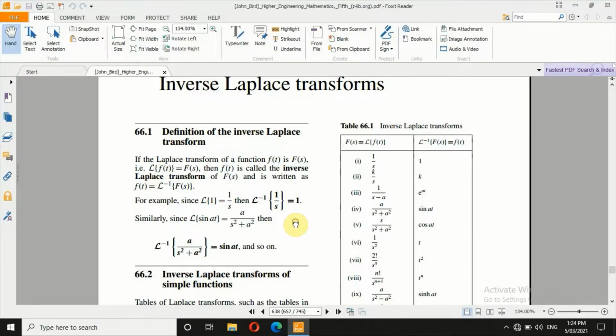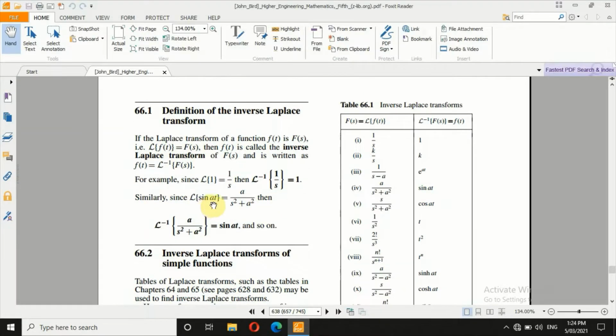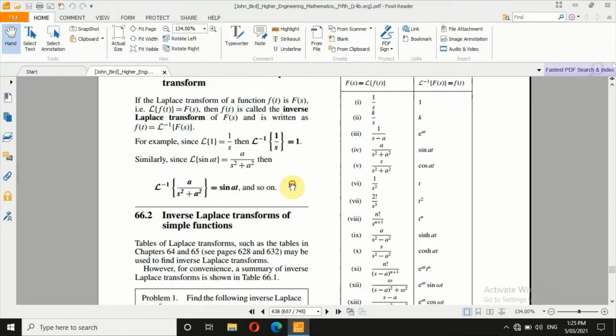If we have sine at and we find its Laplace transform, we can see here that the Laplace transform is a over x squared plus a squared. Now, what is the Laplace inverse of this? That is sine at. It's as simple as that.